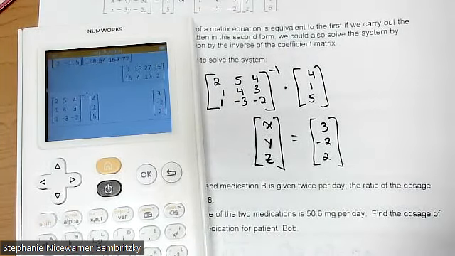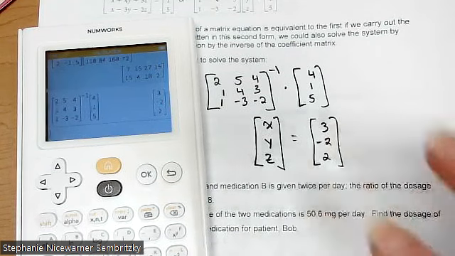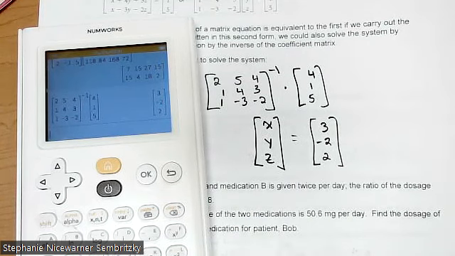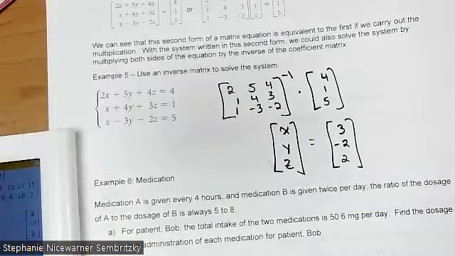Now, there are a lot of reasons why this one tends to end up being a preferred way, and that's because it can be applied in a lot more situations than the augmented matrix.